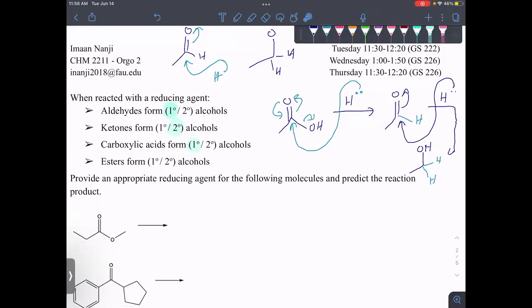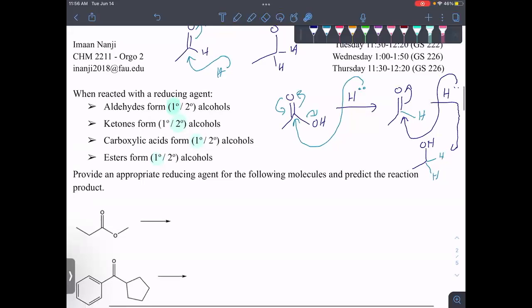And it's the exact same mechanism for esters because the OH and OR are practically the same leaving groups. So esters form what functional group? Primary, secondary. Esters followed this exact mechanism, just replace the OH with OR. And it was primary, so that ends with primary too.